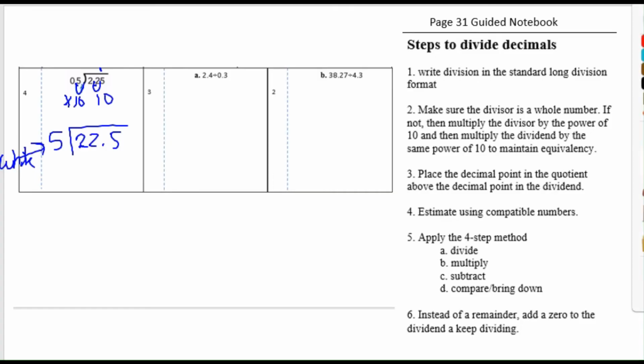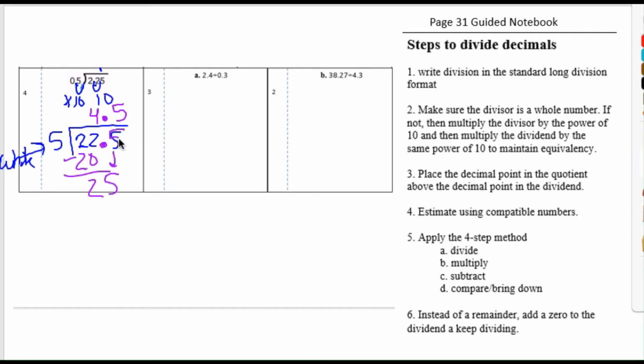So I'm going to move my decimal point from the dividend right above it to the quotient, and I'm going to divide like normal. 5 goes into 22 4 times. 4 times 5 is 20. I subtract, I have 2. Then I'm going to bring down my next number, which is a 5. 5 goes into 25 5 times.